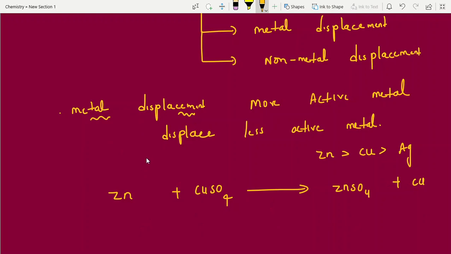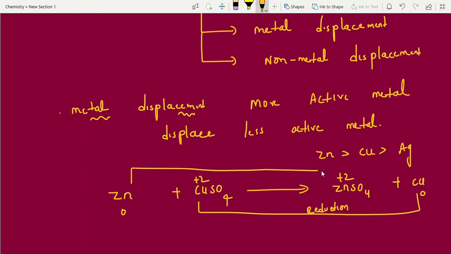It is also a redox reaction, students. Already we have taken this point: this is 0, this is plus 2, this is plus 2, this is 0. So go through that video, you'll come to know this is reduction, and this 0 to plus 2 is what we call oxidation. That's it. Clear? Now, next one, non-metal displacement.